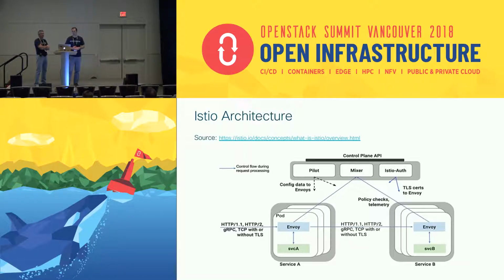Mixer is a component that provides telemetry collection and some server-side security policy, like quotas or just blocking traffic on the server side. Istio Auth is a component that's now called Citadel. That's the authz, authn, certificate, secret and key synchronization mechanism for both the control plane and the data plane. So between Envoys and between Envoy and the control plane, Istio Auth takes care of that.